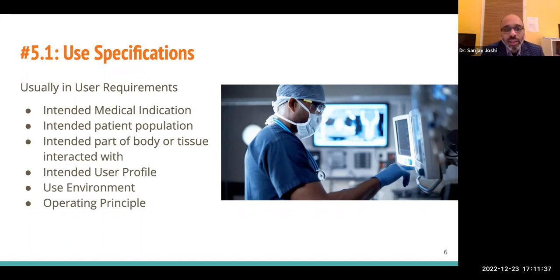And the standard asks you to write the indication of use, the medical indication of use. Who is your intended patient population? And we'll take a look at a quick example on what that means. What part of body or tissue does your device interact with? Who are the intended users of your device? And what is the environment in which they use this new device? And what is the operating principle of this device?